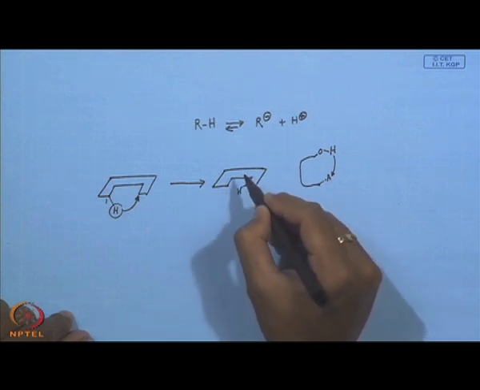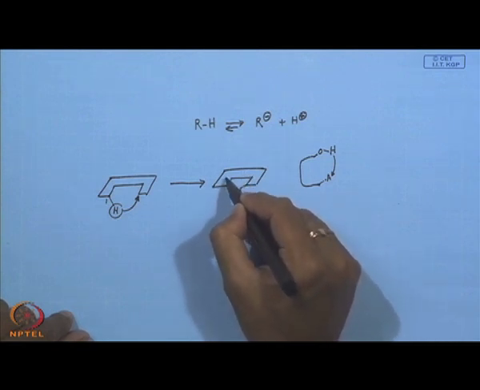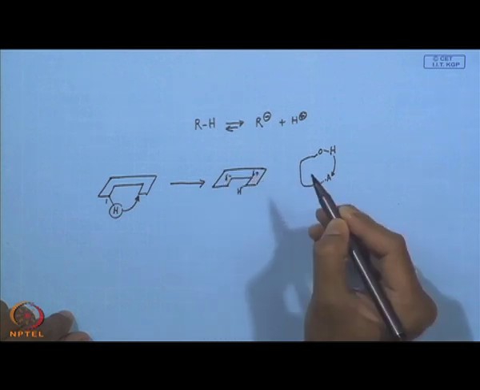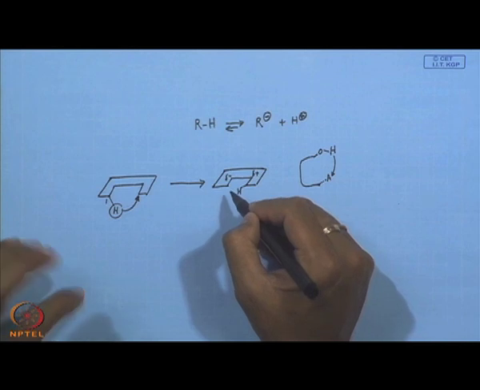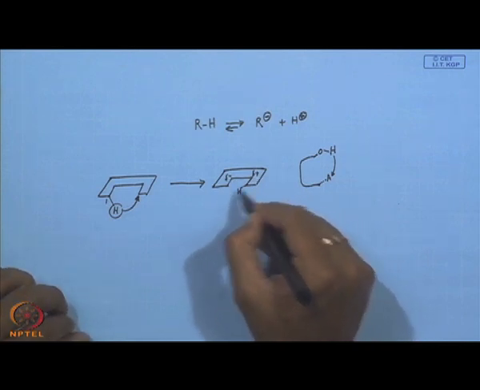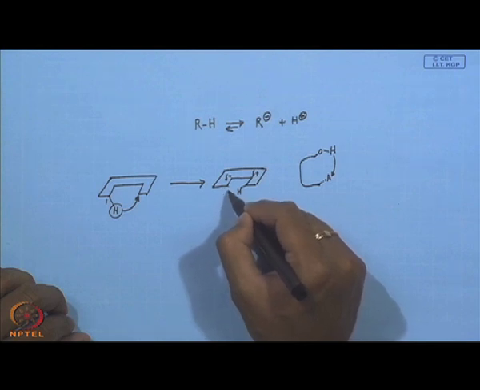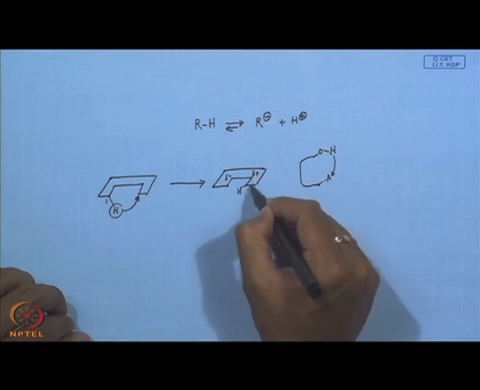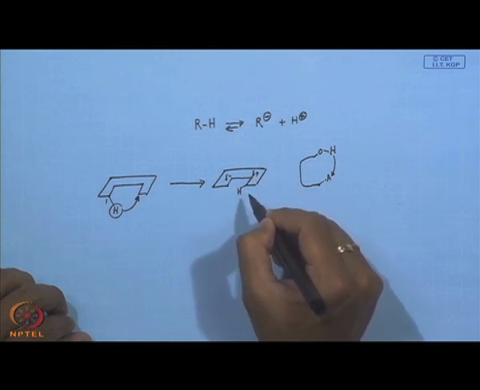Okay. And as a result, this side becomes delta minus and this side becomes delta plus, or maybe minus and plus, because this H plus is transferred from here to here. So, this region will have an excess of minus charge density, and this region will have an excess of plus charge density.